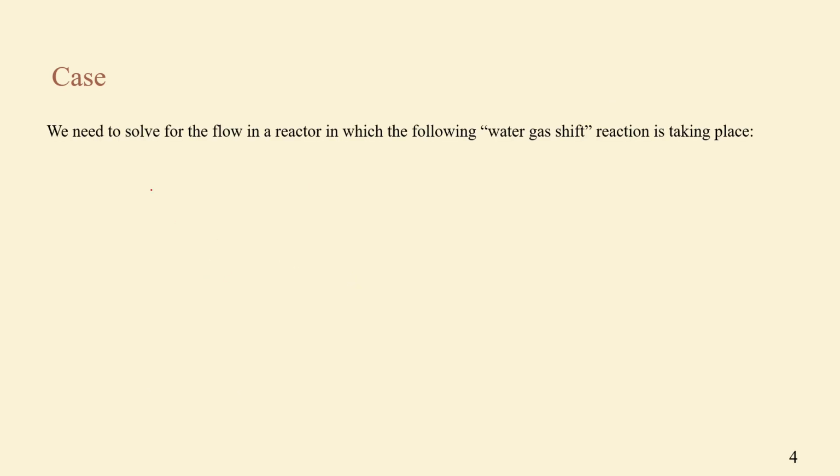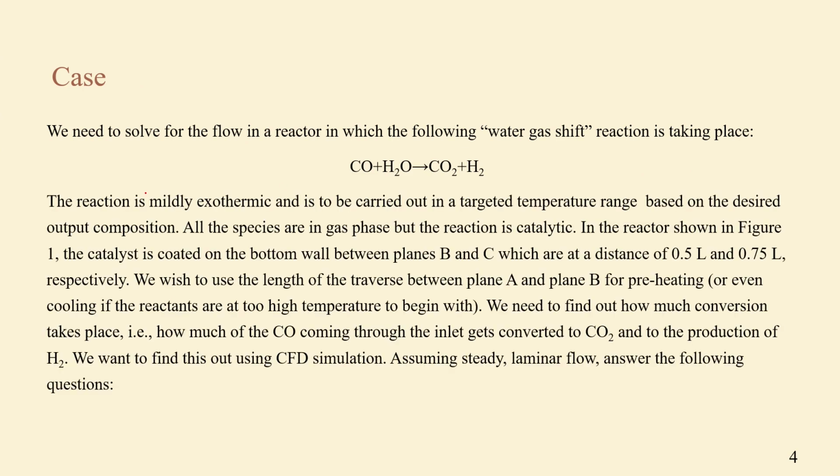So what we need is to solve for the flow in a reactor in which the following water gas shift reaction is taking place. Carbon monoxide plus water is giving carbon dioxide plus hydrogen. Here we are given the reaction conditions. The reaction is mildly exothermic and it is to be carried out in a targeted temperature range based on the desired output composition. So this is an exothermic reaction, which will be giving out heat. So there is a requirement for maintaining a particular temperature so that the optimum amount of concentration of the products would be formed.